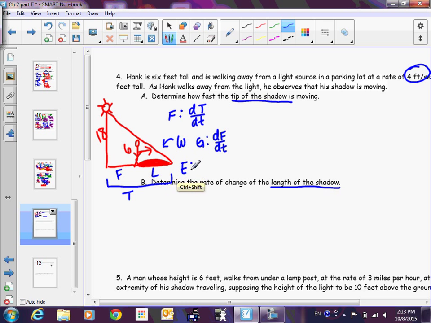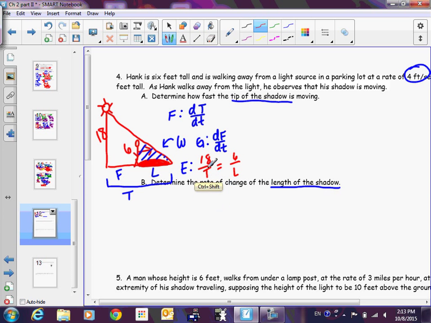Okay, so then we get to our equation. Now, there's no real formula, but what do you notice about these two triangles? They're similar, so they're proportional, right? So I can set up a proportion. I'm going to say that the height of the big triangle over the base of the big triangle, 18 over t, is equal to the height of Hank, 6, over the base of the little triangle, L. Notice F is not in here. We'll deal with that in a minute, but this is just the setup of the proportion.